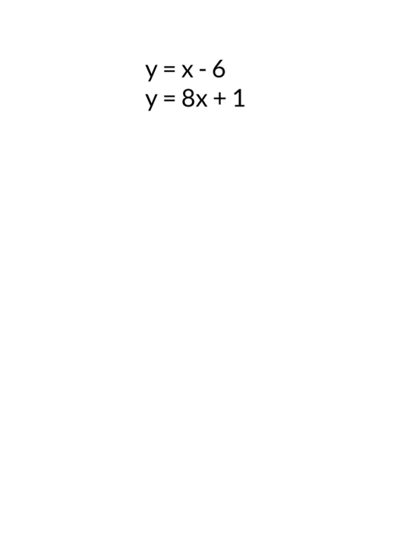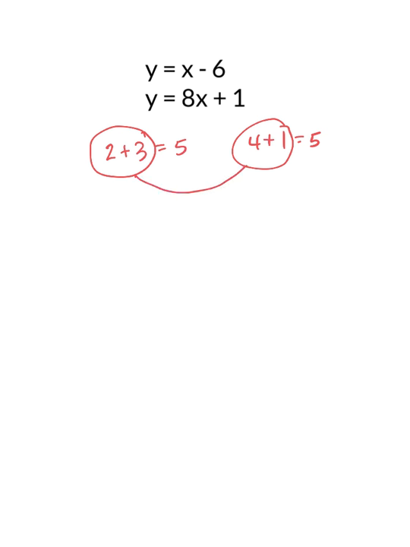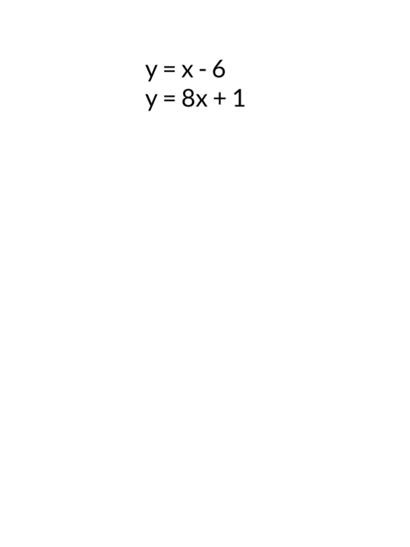so let me give you an example. This is the example we gave in class. I said if 2 plus 3 is equal to 5 and 4 plus 1 is equal to 5, that means that these two things are also equal because they're both equal to 5. So based on that theory, since these are both equal to y, that means they're equal to each other. So I can write them like this. x minus 6 is equal to 8x plus 1.